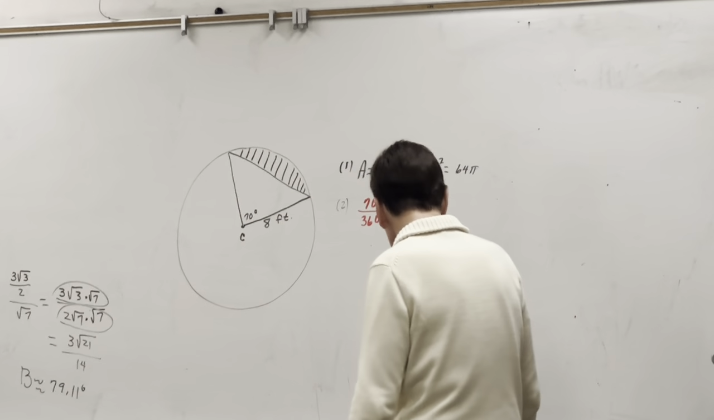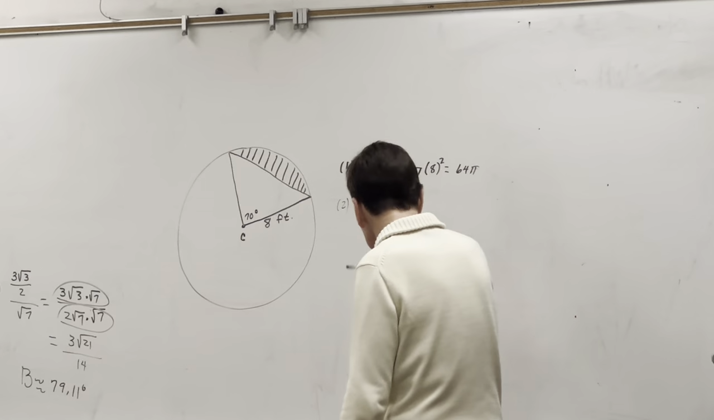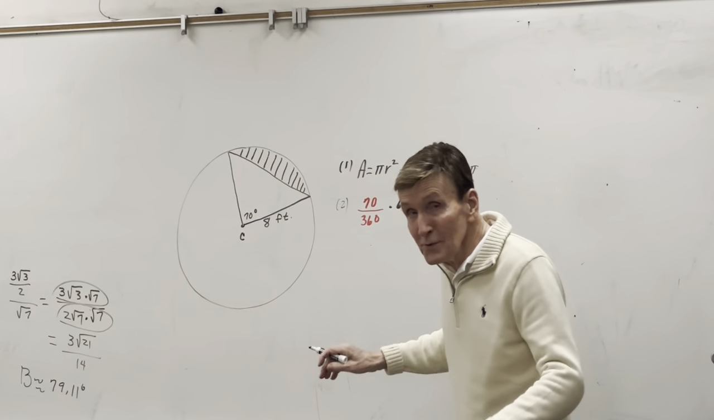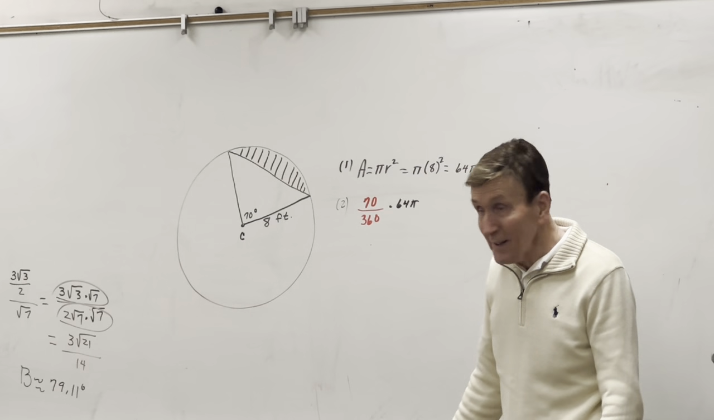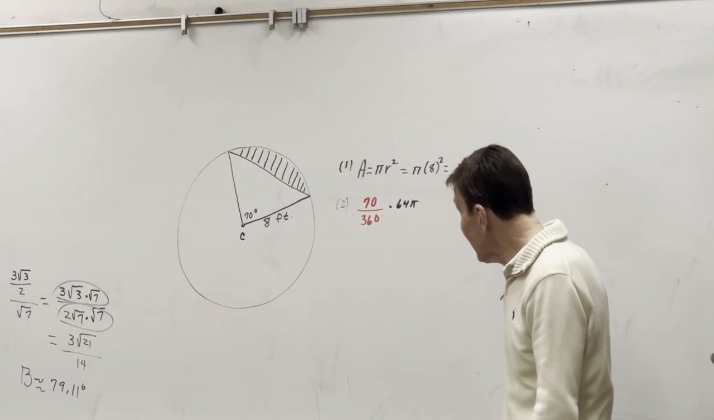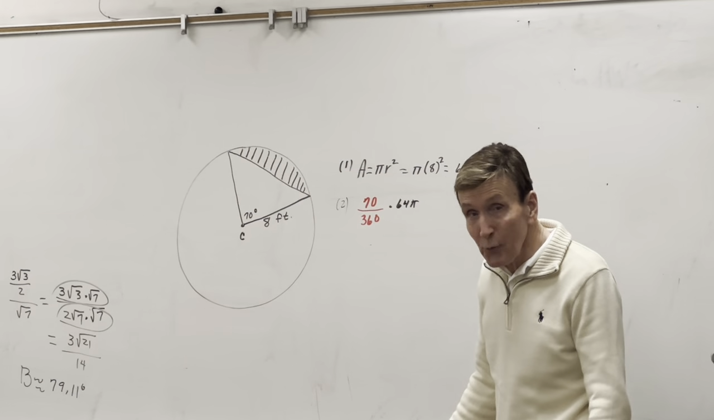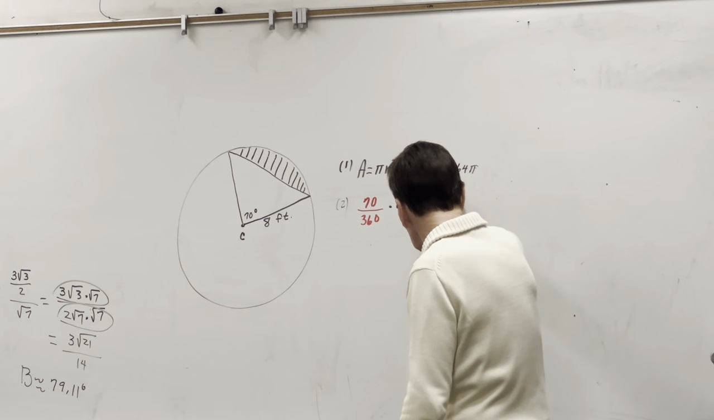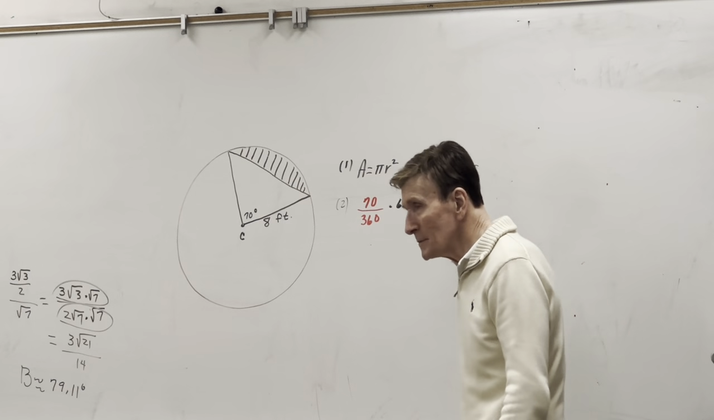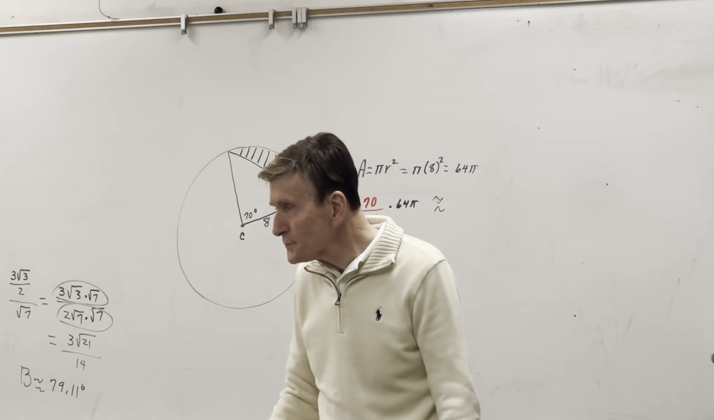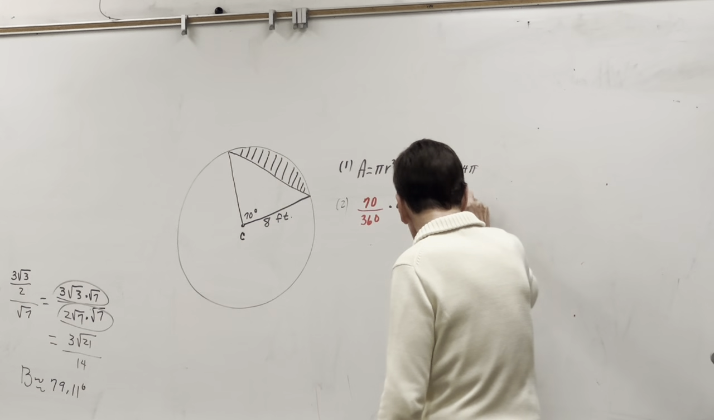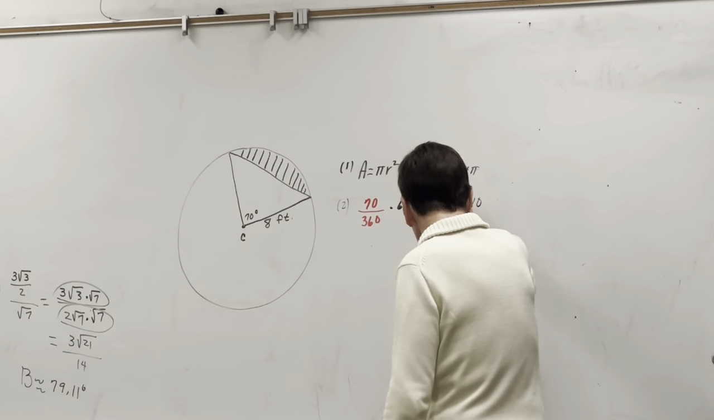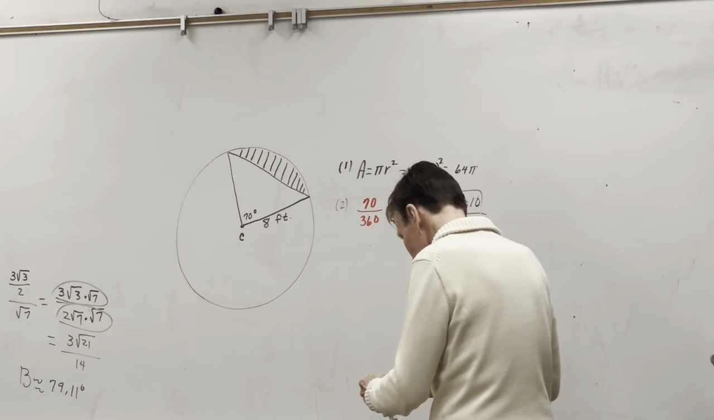June, let's do this in little pieces here. Could you calculate that for me? 70 over 360, and then times 64 pi. It's 39.10. 39.10 for that. Gotcha.